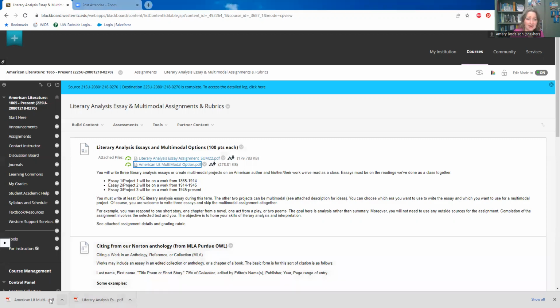The other one that I have not assigned before, so I'm eager to see what these look like, is the multimodal assignment. And for that, rather than writing a traditional literary analysis essay, I'm asking you to think abstractly and creatively. And this might appeal to your learning style or your tendency towards the artistic, but being able to think about how you would present some of this information.